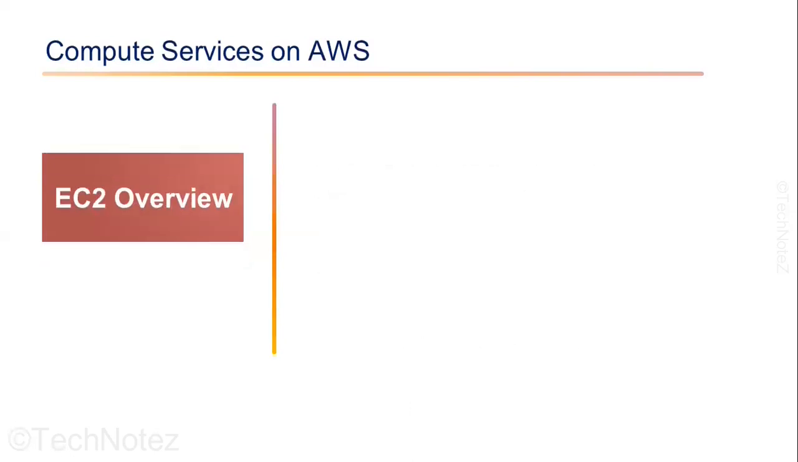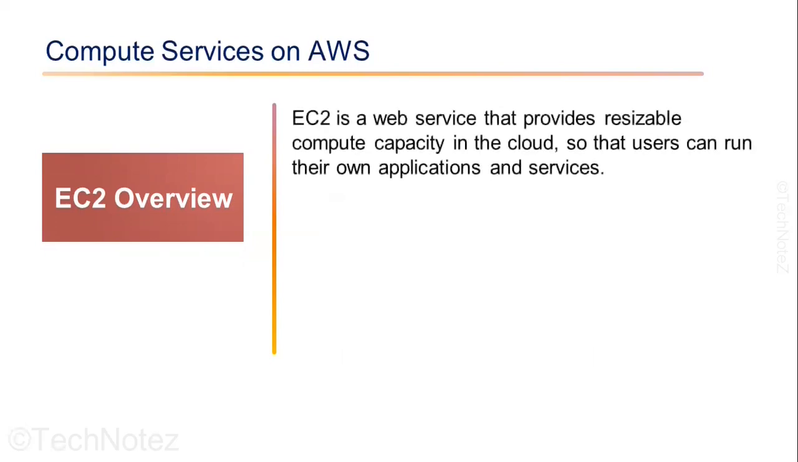Let's talk about the EC2 service in more detail. Elastic Compute Cloud, or EC2, is a web service provided by AWS that allows customers to create a virtual machine in the cloud on which customers can run their applications and services. In simple terms, EC2 allows you to rent a virtual server in the cloud and you can customize the EC2 according to your needs. You can choose the amount of CPU, memory, storage, and operating system you need and the software you want to run on it.